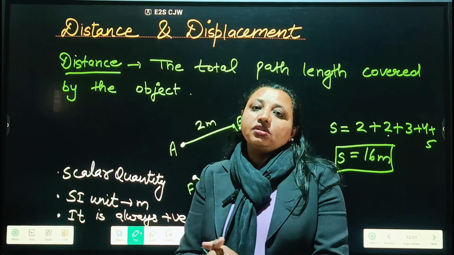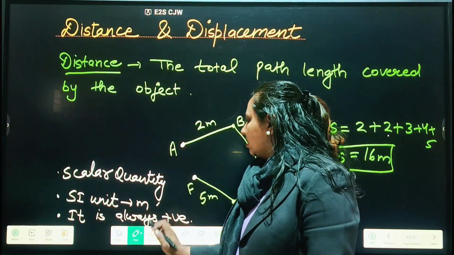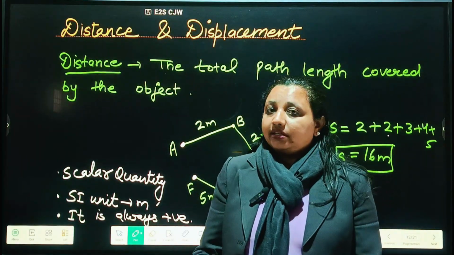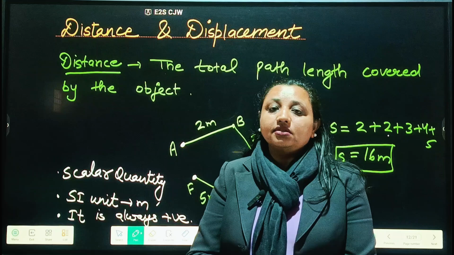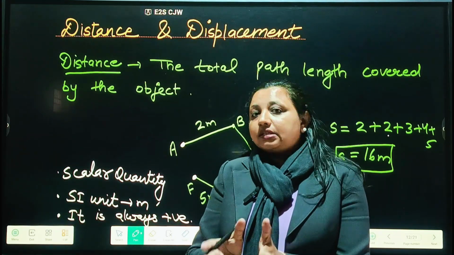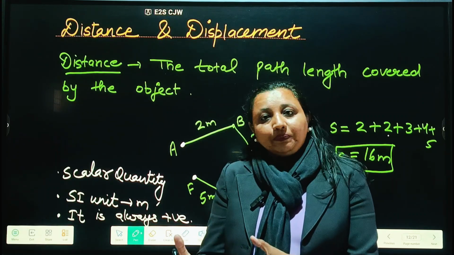The number 16 meter it covered, so 16 is the magnitude. Its SI unit is meter and it is always positive. ठीक है, what is the SI unit of distance? Meter, and it is always positive. The value of distance will always be positive. It can't be zero or negative.